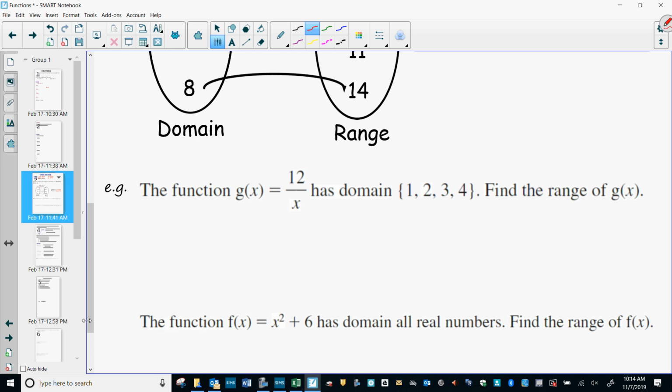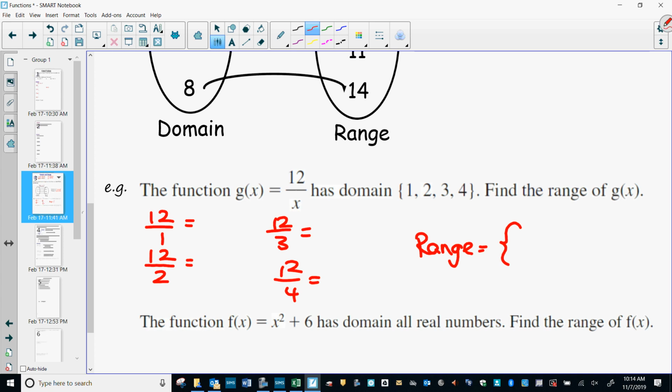So you're going to take each of those numbers separately, yes? And you're going to do 12 divided by each of those numbers. So we're going to work out what 12 divided by 1 is, 12 divided by 2, 12 divided by 3, and 12 divided by 4. And then we're going to list those as our range. Okay, so what's 12 divided by 1?